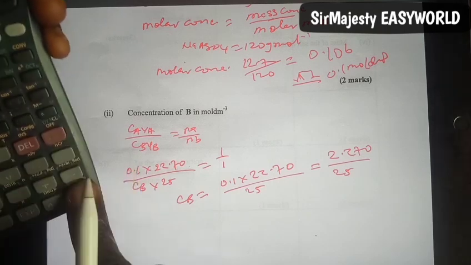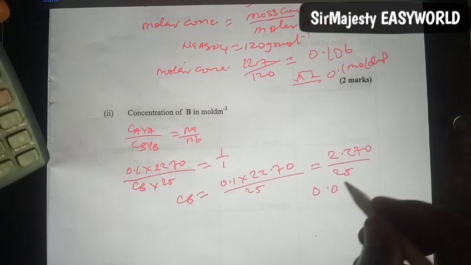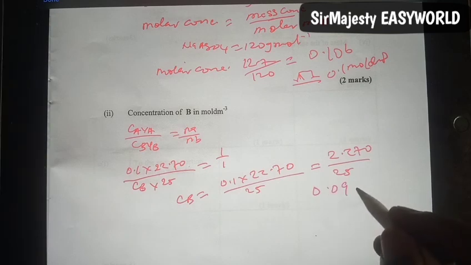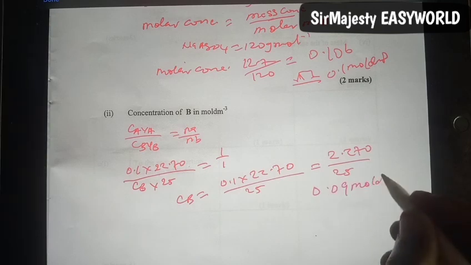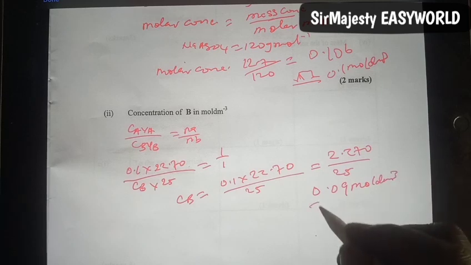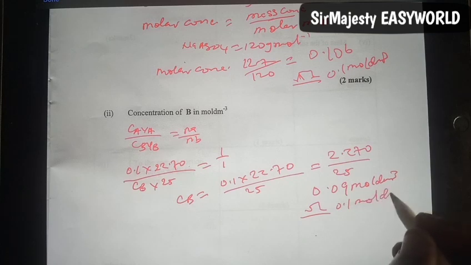By 25, give you 0.09 mole per dm cube. On the approximate, you can still take it to be 0.1 mole per dm cube.